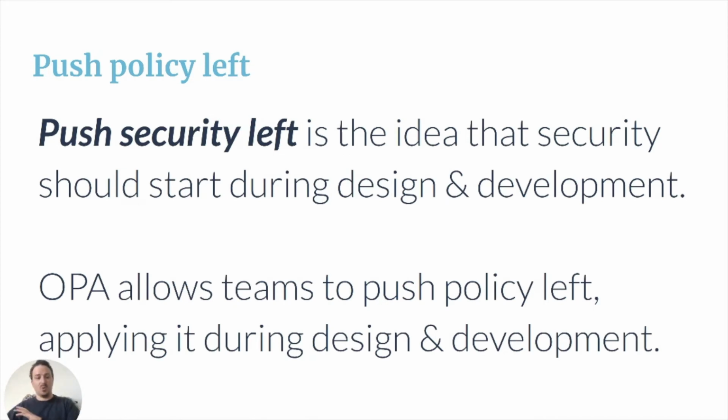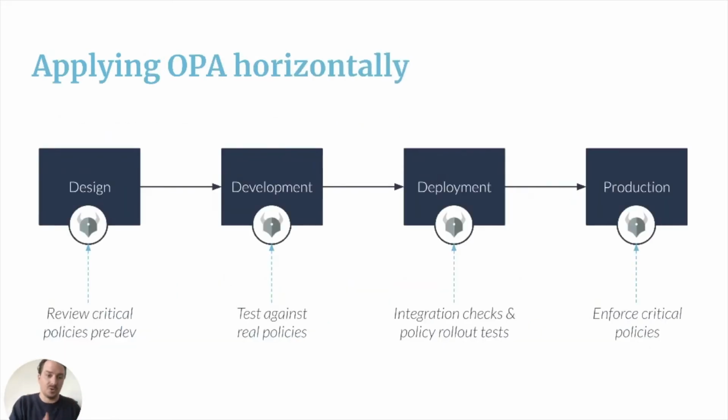Now, digging a little bit more into the horizontal aspect, that's the idea of pushing your security left. It's a well-known concept in DevSecOps, that the security aspect should really start during the design and development phase of a project, rather than only enforcing or applying it at the end. And OPA is a communication tool which really allows you to push policy left, policy being a core part of your security practices, and allows you to apply it during design and development, as well as deployment and in production.